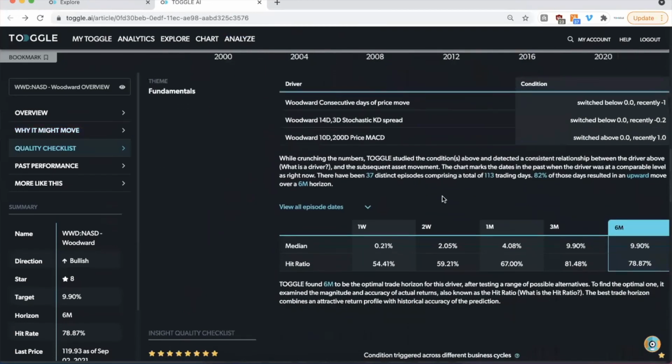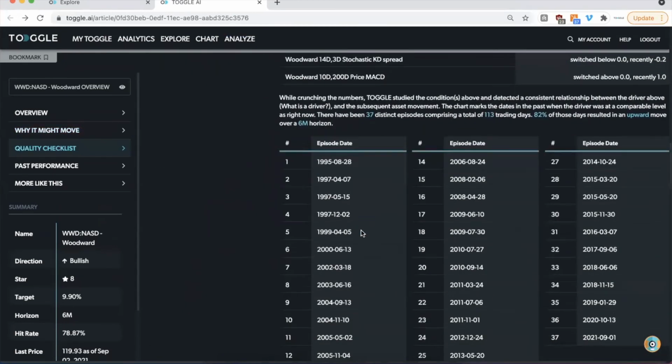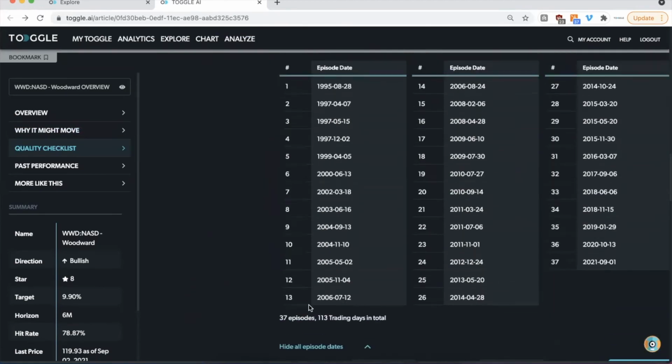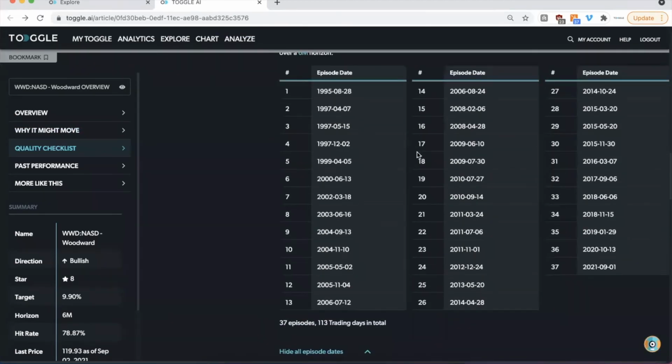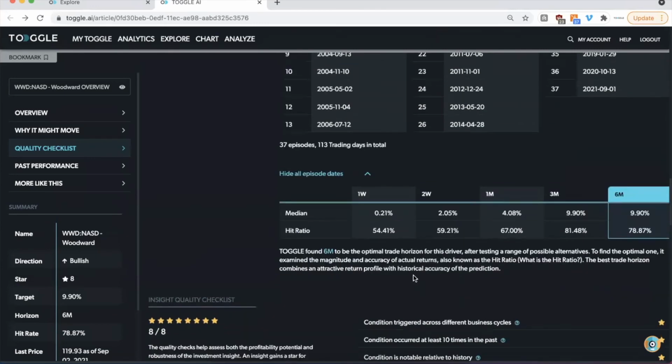Scrolling down, if you want to specifically look at when exactly this has happened, you can put down this drop down and it'll show you all the different episode dates where Toggle saw this event occurring. Toggle also analyzes all the different investment horizons to try and find the best one.